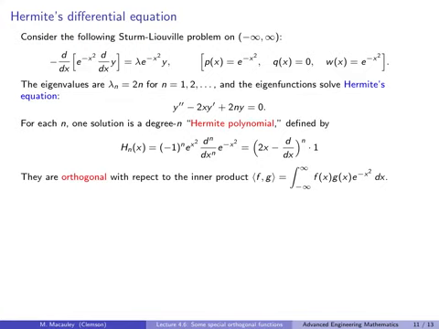However you want to express these polynomials, they are orthogonal with respect to the inner product inherited from the Sturm-Liouville problem up here. So that's f dot g equals the integral from negative infinity to infinity of f(x) g(x) e^(-x^2) dx. If you think about it, that's really remarkable. So why are they orthogonal? Well, they're orthogonal because they are eigenfunctions to a Sturm-Liouville equation.